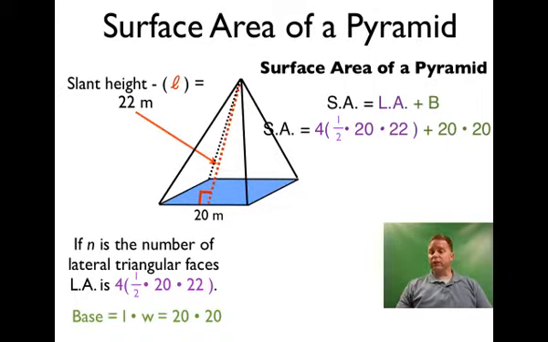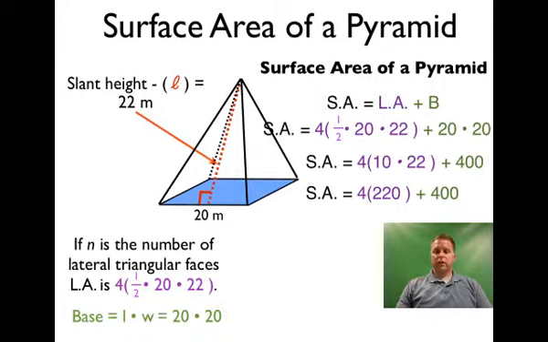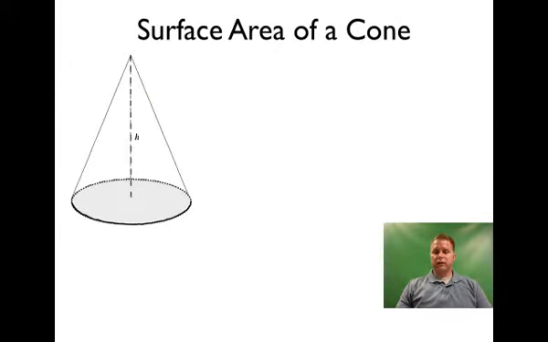This is where you want to pull out the calculator and make sure that you do it right. Make sure you show your steps, otherwise I can see you making mistakes. So I do 1/2 times 20 is 10. 10 times 22 is 220. 4 times 220 is 880. 880 plus 400 is 1,280 square meters.